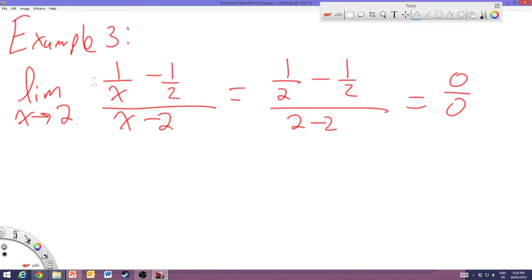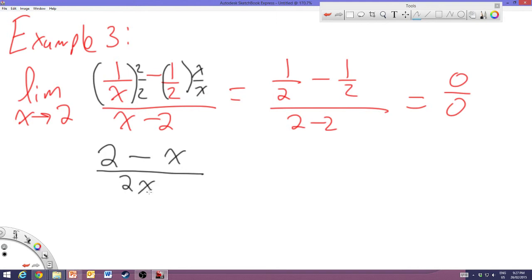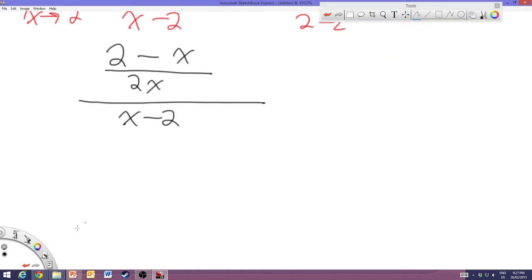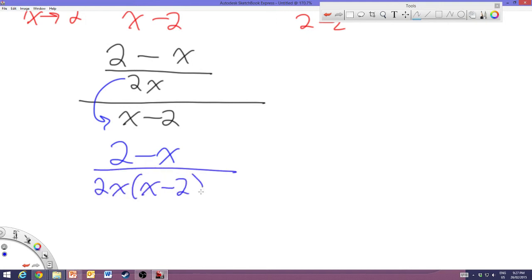So let's start with just simplifying the numerator. I'm going to multiply this by 2 over 2, and this by x over x. The reason I'm doing that is so I can get everything over a common denominator. So this will be 2 minus x all over 2x in the numerator, and I have a denominator of x minus 2. Bringing this denominator down, I get the following: 2 minus x divided by 2x times x minus 2.